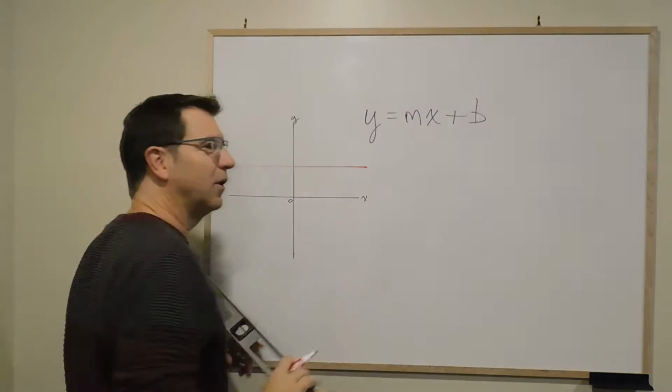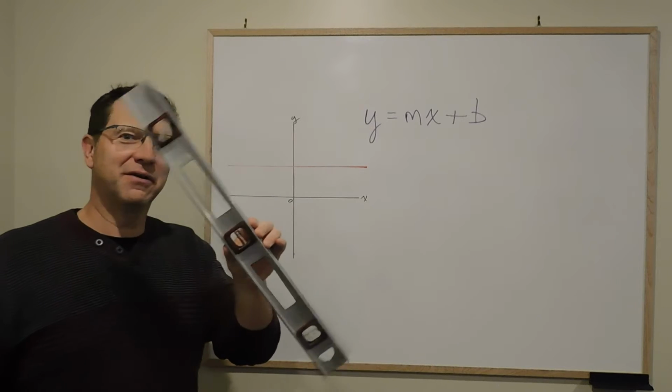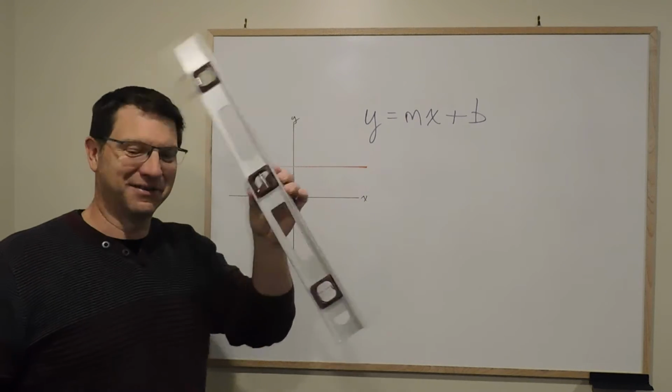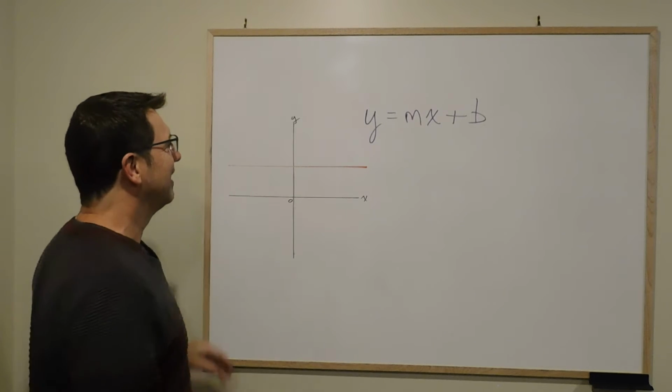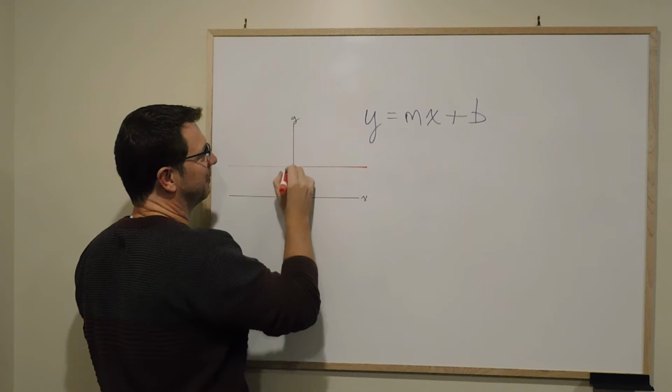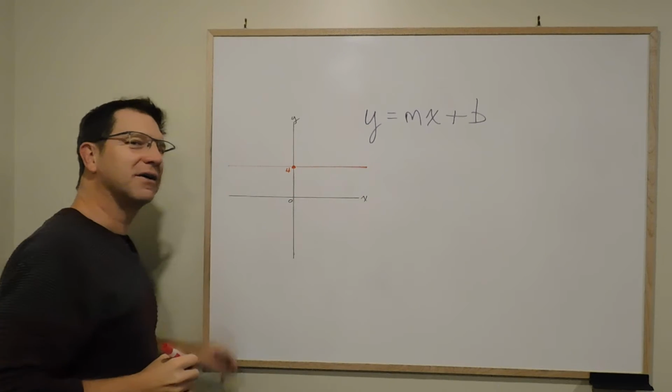Oh, by the way, if you're wondering why I use a level, it's because I can make my horizontal lines actually horizontal because I have a level. Let's say it goes through, I don't know, that looks like it goes through, we'll call it 4. Why not call it 4?